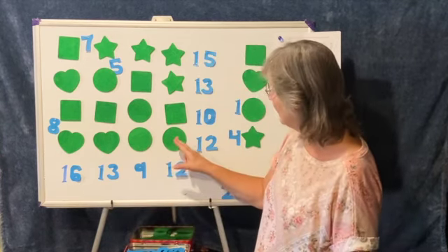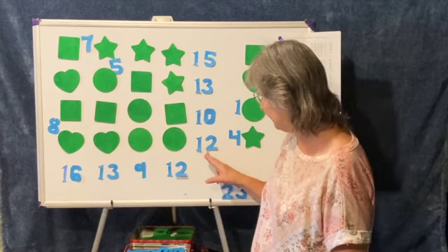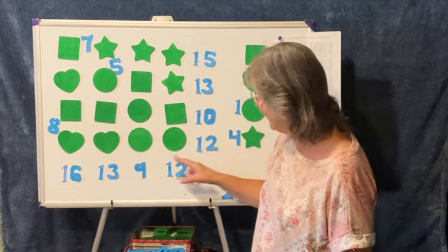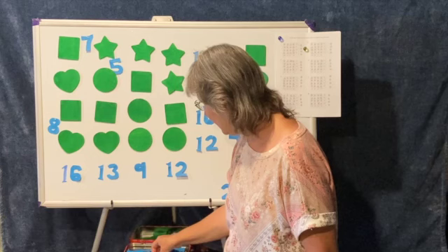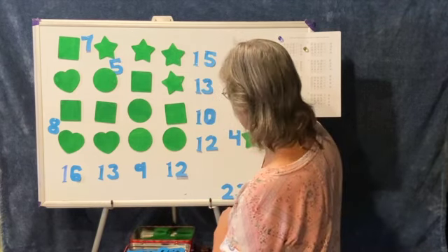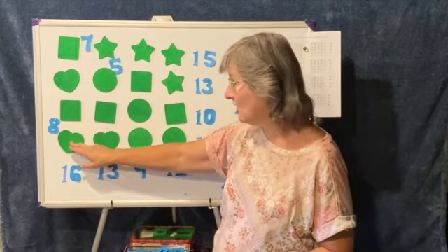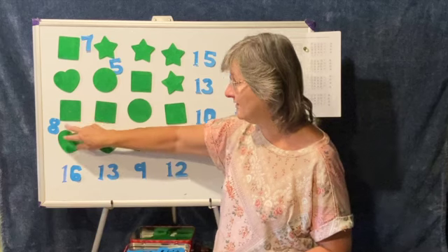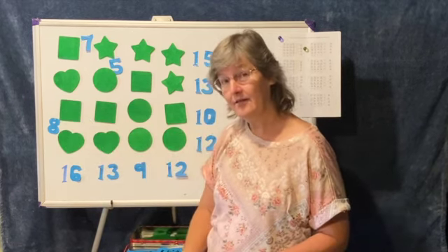We're looking for circles. 2 circles gives us a 10. That means our hearts must be 5. Hearts are 5. And over here, if our heart is 5, a heart and a square together make 8. That square must be 3.